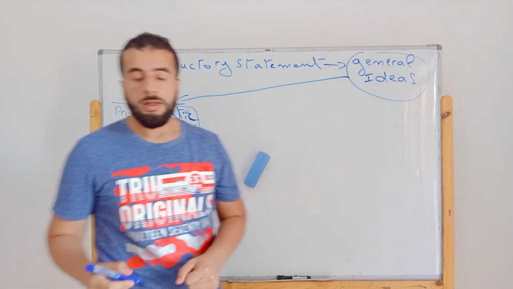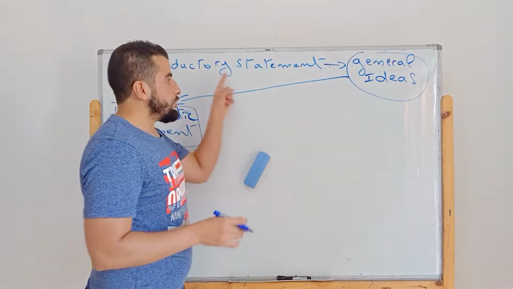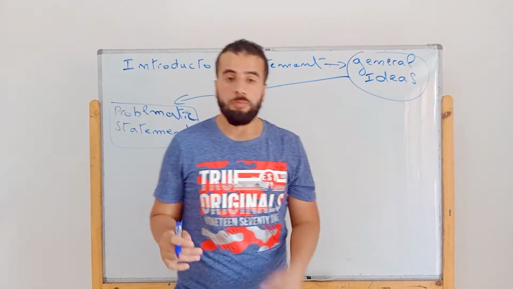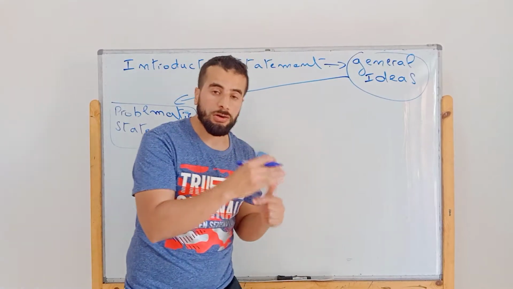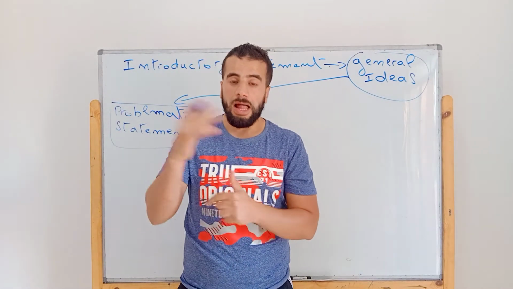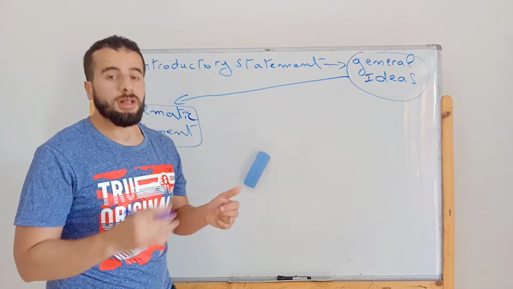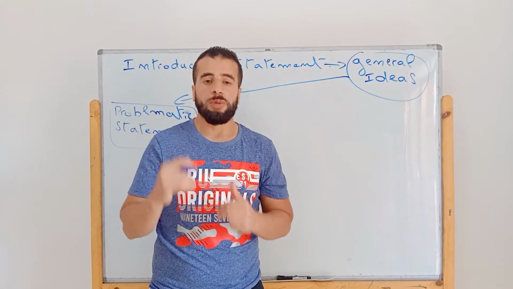Alright. So we have finished with the problematic section. So here it is used only in one paragraph. So here we are addressing general ideas about your topic along with the problematic statement. And then you stop. This is the first paragraph.